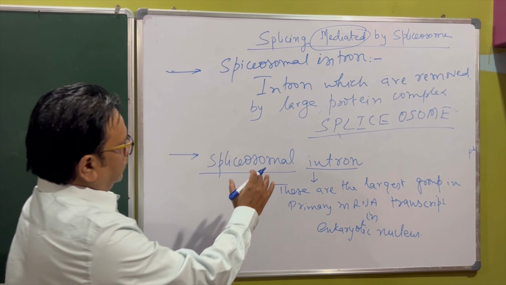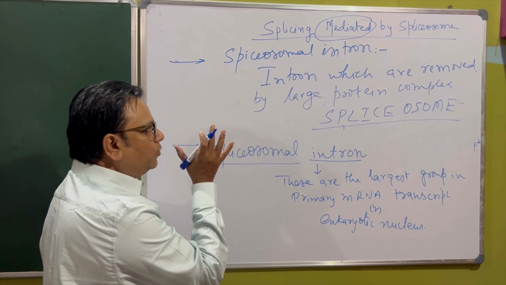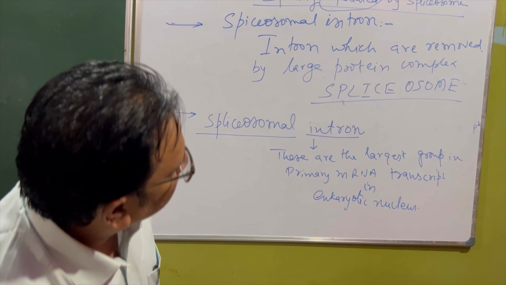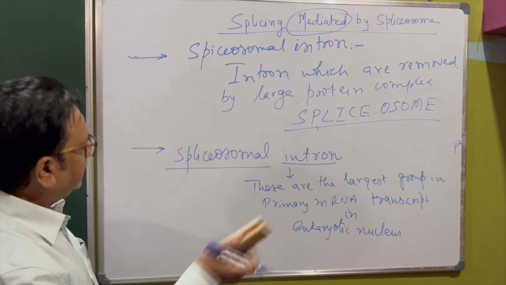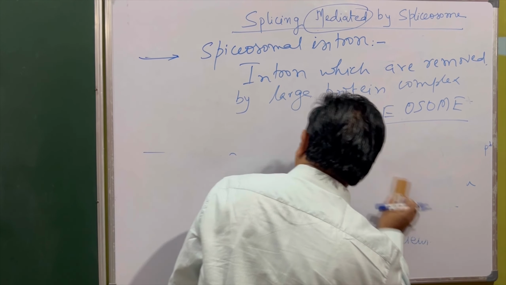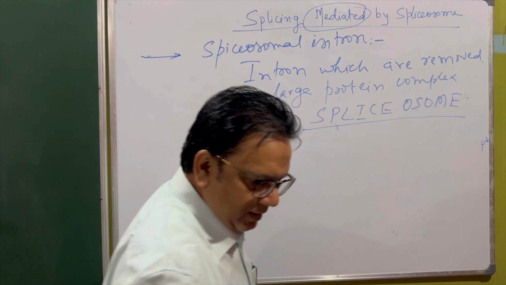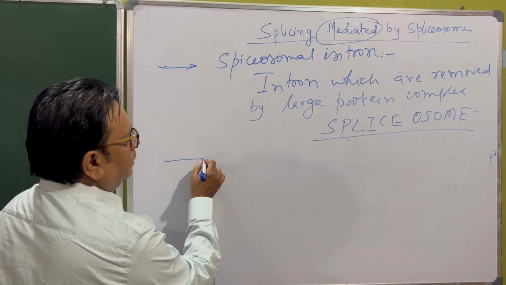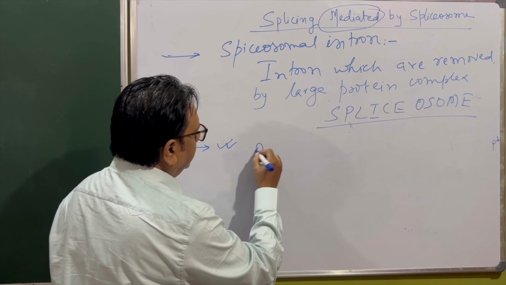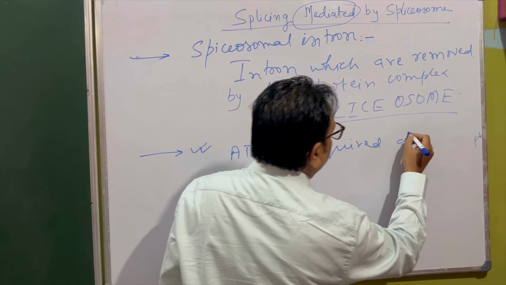So here you got the name. You have a special class of intron which will be removed only by this particular large complex. It is made up of protein complex as well as RNA. We will talk about it later. Now you see the very interesting features of spliceosome. Apart from being a large complex molecule, ATP is required during its formation.